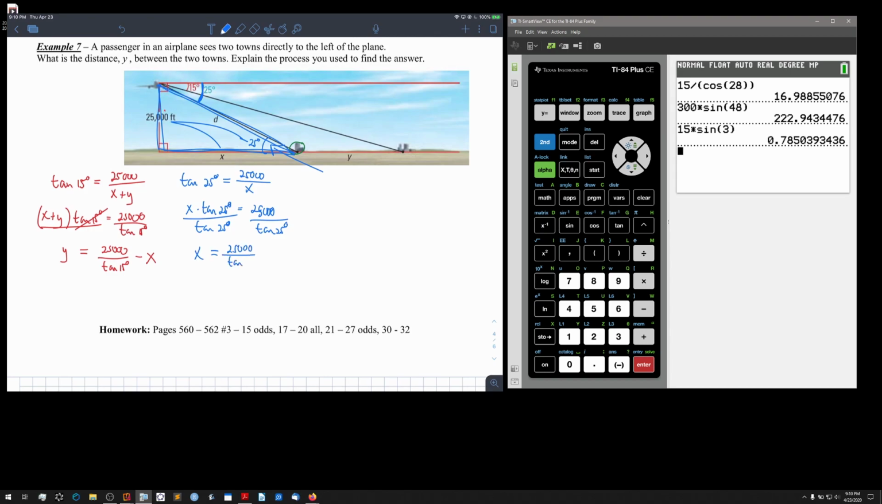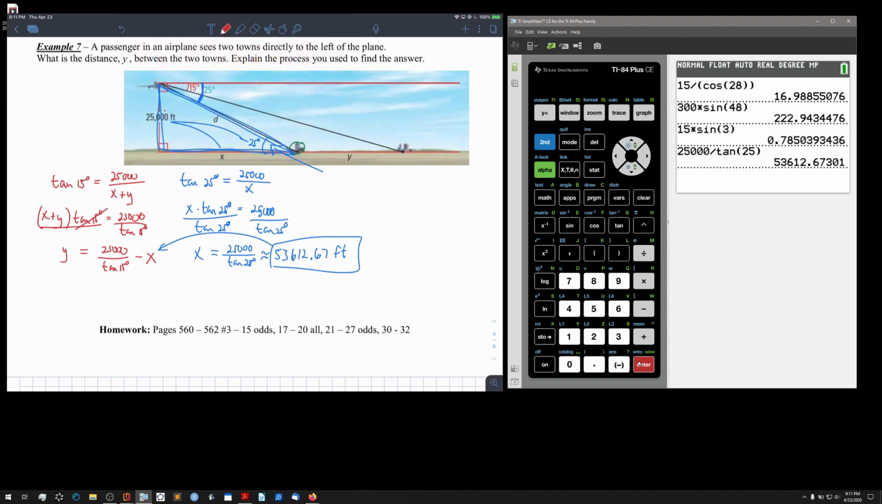25,000 over tangent 25, which, if you do the approximation, let's do it. 25,000 over tangent of 25 degrees. You get some massive number: 53,612.67 feet. All right, so there's x. Now all I have to do is plug that in here for x, and I've got my answer.